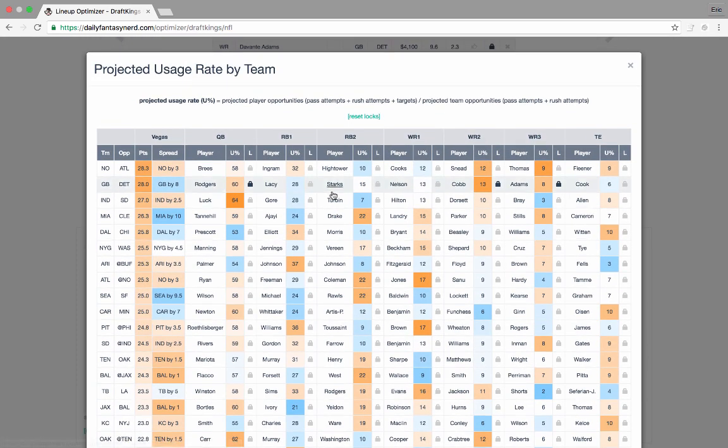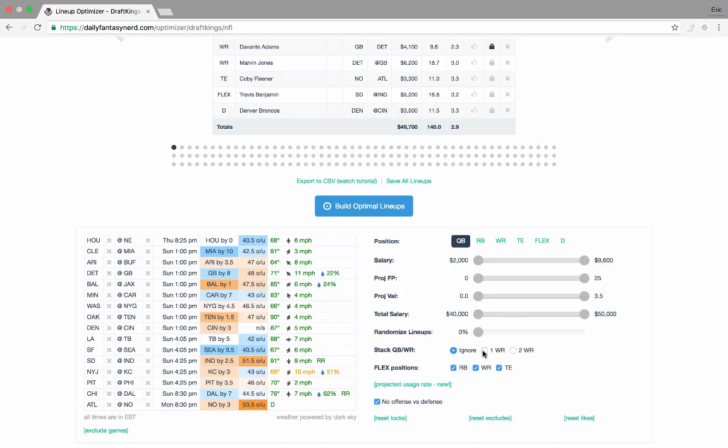But the benefit of this new usage rate feature is that you could do it all in one place in a much quicker manner. It allows you more fine granularity for you to figure out, like, okay, who do I specifically want to target? Who do I want to fade? But if you're trying to be a little bit quicker on time, or you want the optimizer to do the heavy lifting for you, then you can specify which of these yourself.